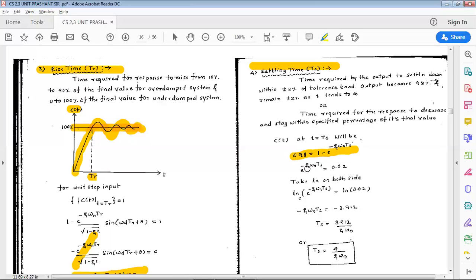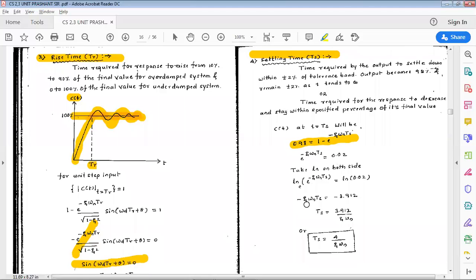By rearranging the terms, you will get e raised to minus zeta omega n ts equal to 0.02. Taking ln on both sides, ln of e raised to minus zeta omega n ts is equal to ln 0.02. Upon simplifying, we get minus zeta omega n ts equal to minus 3.912, or ts equal to 3.912 divided by zeta omega n. Approximately, in general, we can write ts equal to 4 by zeta omega n. For a more precise value, we can use 3.912 by zeta omega n, or you can generally use the other one also, not an issue.